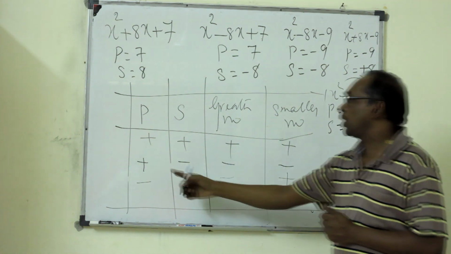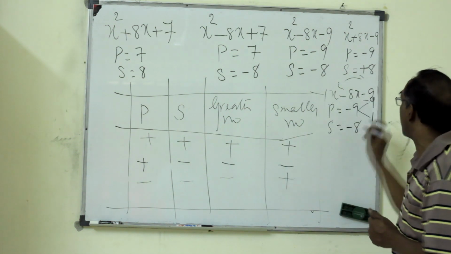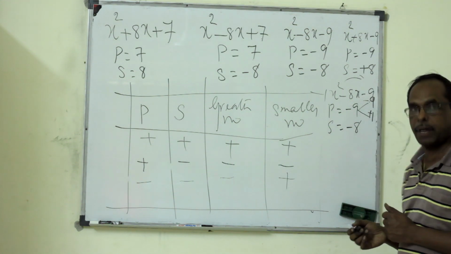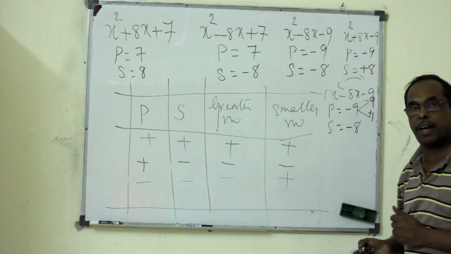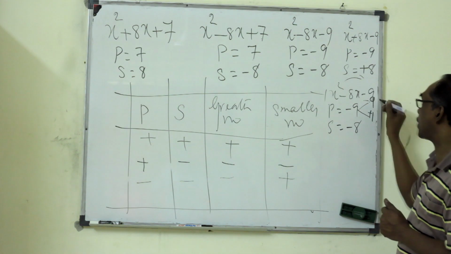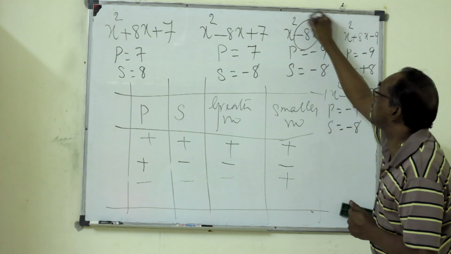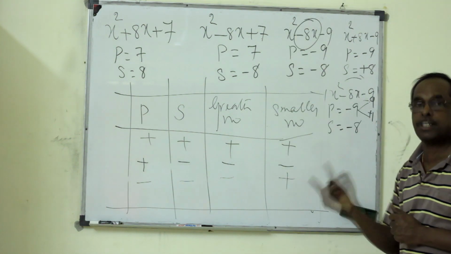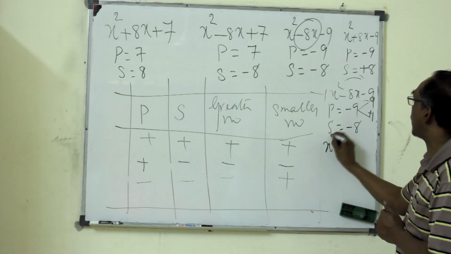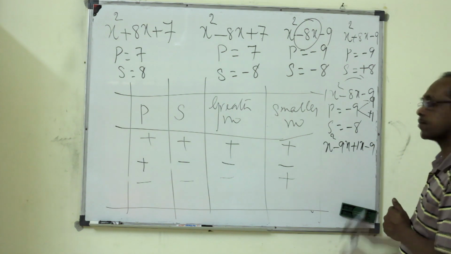But according to this rule, if product is negative and sum is negative, the greater number is negative and the smaller number is positive. Now you multiply these two numbers, are you getting minus 9? Yes, minus 9. When you add these numbers, are you getting minus 8? Minus 9 plus 1 is equal to minus 8. Is it right? So the numbers are minus 9 and plus 1. So you are going to split this middle term minus 8x, that's why it is called splitting the middle term. So take this x square minus 8x minus 9 and split it: x square minus 9x plus 1x minus 9.